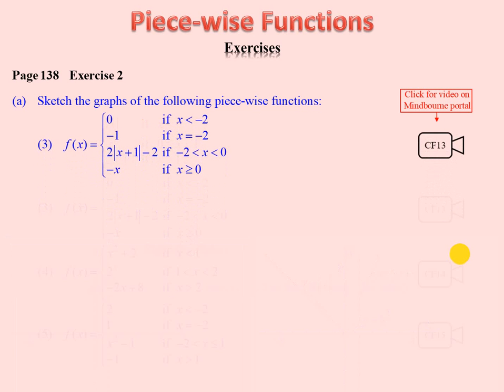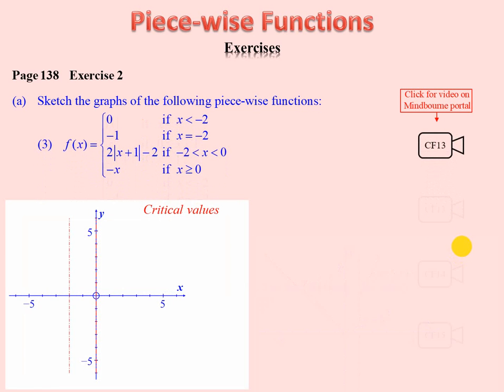Let's have a look at number 3. First of all, critical values. -2, 0. So therefore, -2 and 0 are the two critical values. Drawing in the graph slightly, well, this is y equals 0, which is the x-axis. This is the point, -2, -1. So there we are, -2, -1.